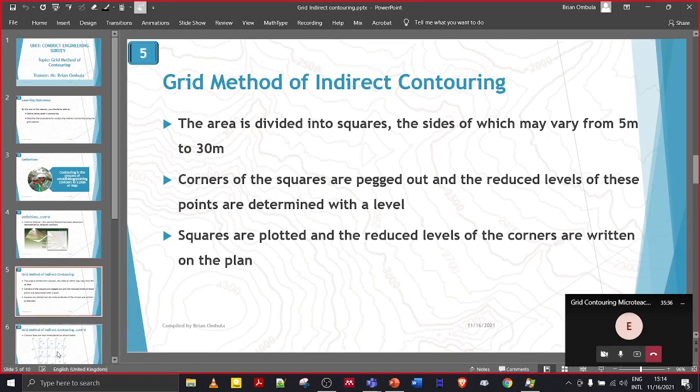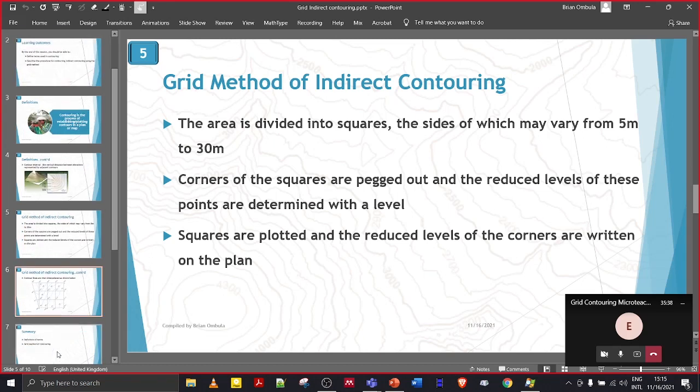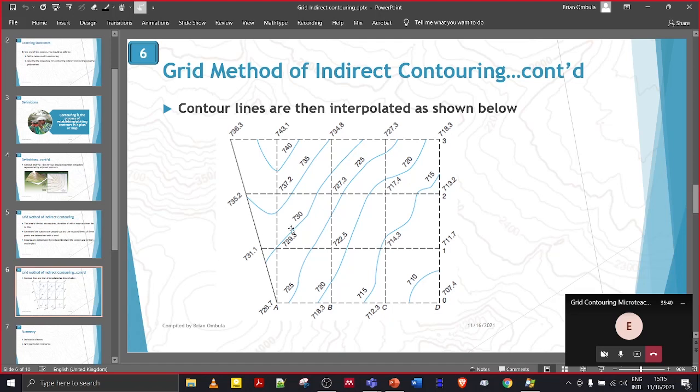From this diagram, can you all see the diagram? Yes. This is our imaginary piece of land, and as you can see, the contour lines have been interpolated between the corner points.